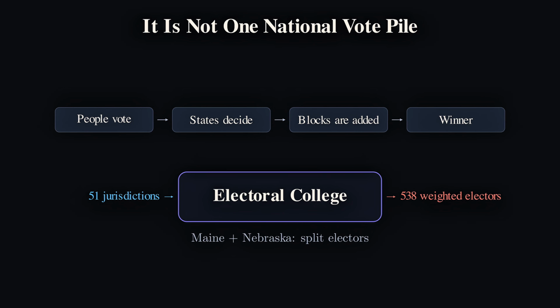Well, there are 51 jurisdictions, meaning the 50 states and then Washington, D.C., which votes separately. And then you have Maine and Nebraska, which are split electors, meaning they use a different, weirder system. But then with 51, you get 538. How do we get that? Well, here's where the math comes in.